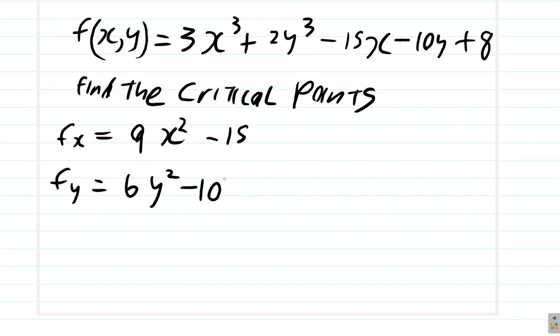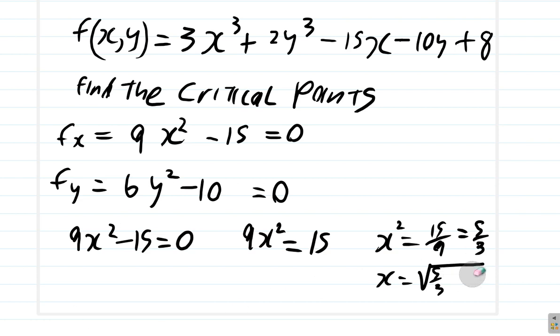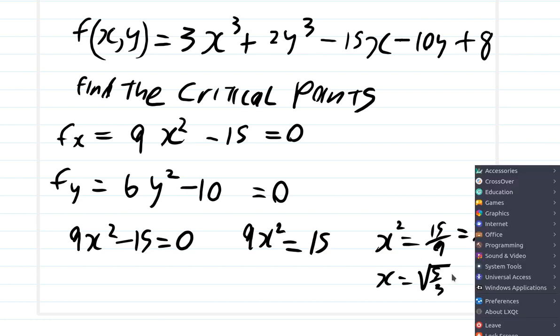Alright. Now, we want to find the location of the critical points. We equate each of these to 0. When 9x squared minus 15 is equal to 0, we have 9x squared is equal to 15. So x squared would be 15 over 9, which is 5 thirds. So x would be the square root of 5 divided by 3.